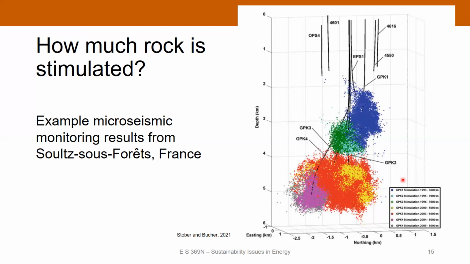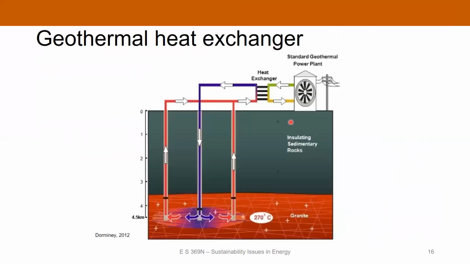You can see that these stimulations were done over a period of 12 years. Because what happens is eventually, once you reopen a fracture, it'll eventually close itself back up. And so you periodically have to go back and re-stimulate these wells. Enhanced geothermal, typically you're going to run the hot water through a heat exchanger to generate your electricity. So it's going to look something like this. You'll have typically a production well and a disposal well to make this work.